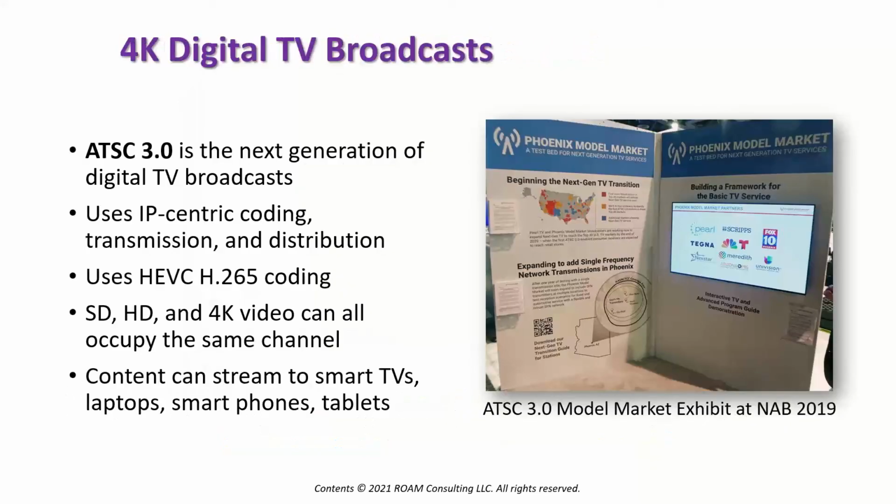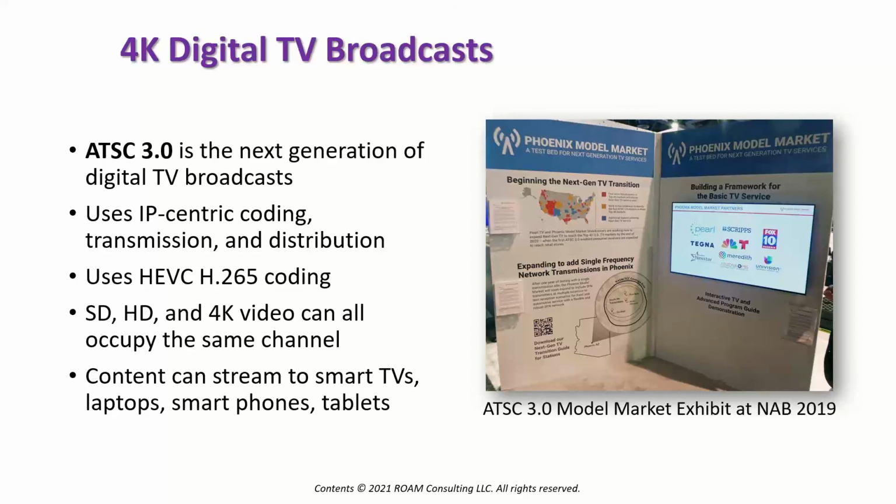As far as digital TV goes, in the United States, ATSC3 is the next generation of digital TV broadcasting. There are probably 40 or 50 stations now doing test broadcasts all across the country of ATSC3. It's really more of an IP-centric system. It's kind of like streaming, but it happens over the air. It uses the HEVC 265 codec, which is good for doing 4K and possibly even 8K. And it's very efficient at compressing signals.